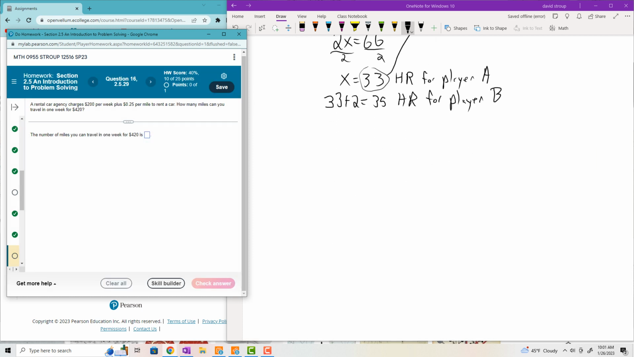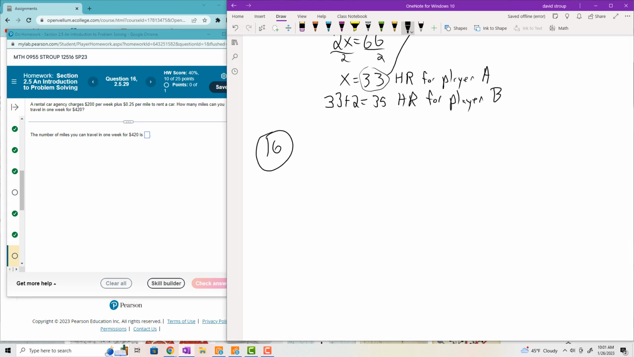These problems are more in line with what you would see, as they're more realistic. Okay, so problem 16 says a rental car agency charges $200 down plus 25 cents per mile to rent a car. How many miles can you travel in 1 week for $420? So that last sentence kind of tells you your unknown. X is the number of miles you can travel.